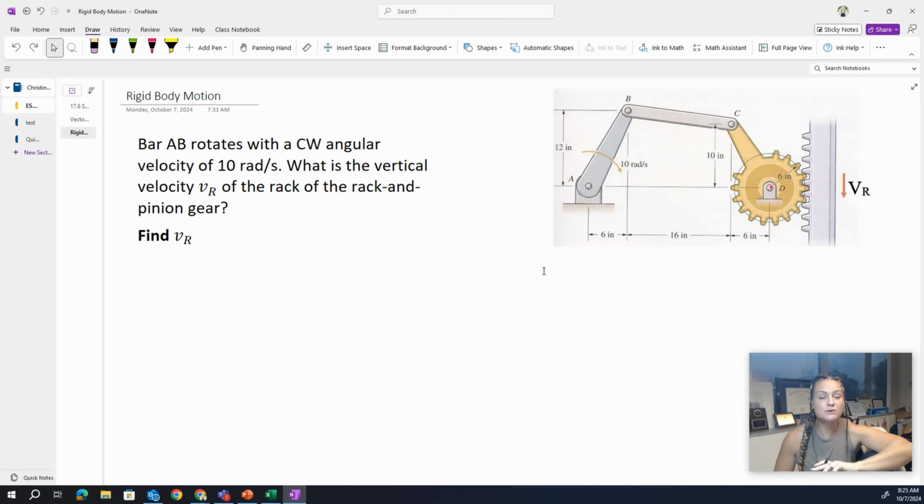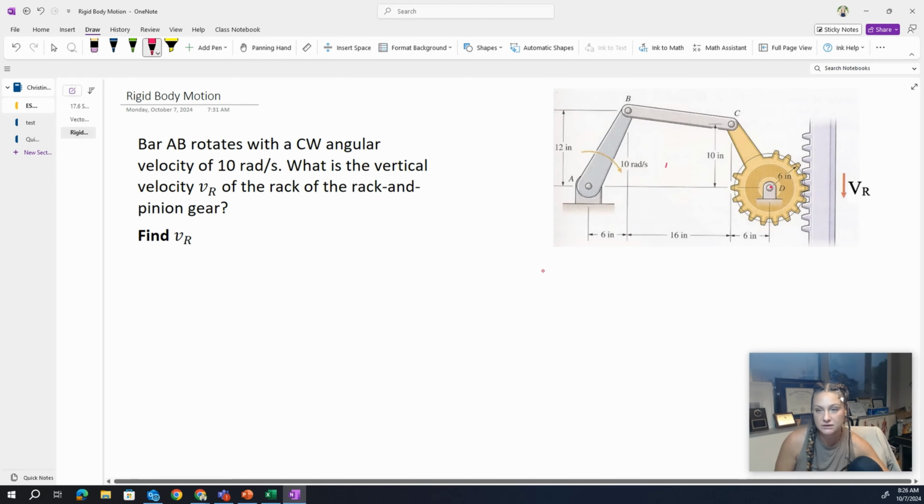So, okay, let's do our first example problem. We have a rack and pinion, and the pinion is rotating about point D, and as it rotates, it's going to pull that rack down. We're given that AB, which looks like a crank at this point, is cranking downward, which is going to push C this way. So this gear will go this way, which means this will go that way, right?